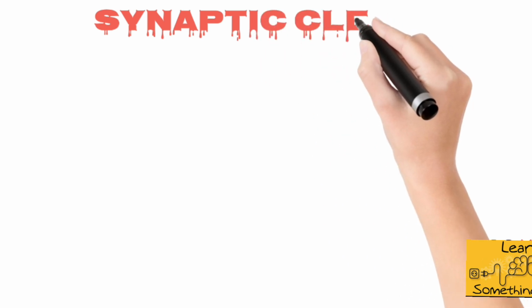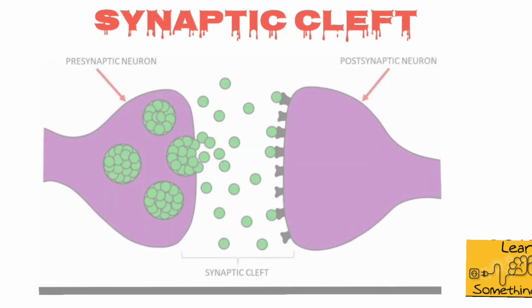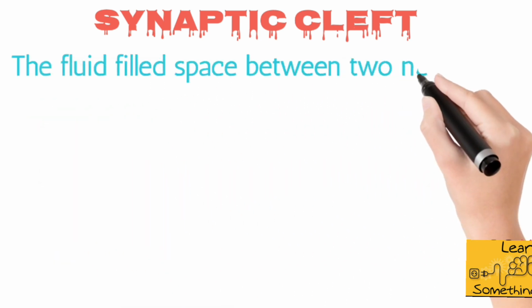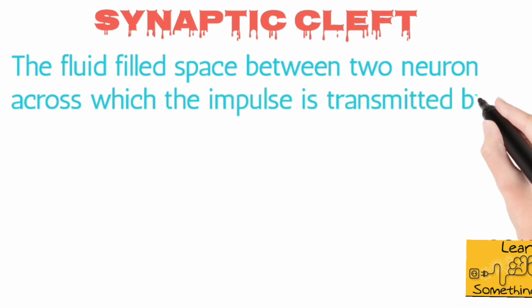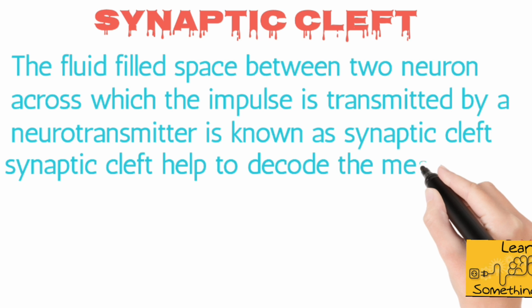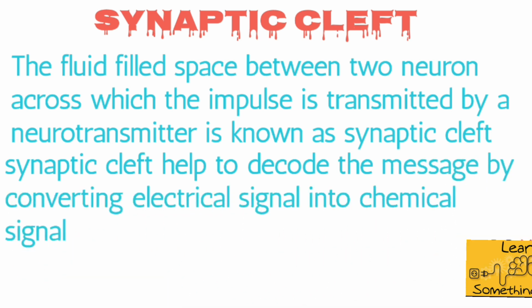So with this slide, we are going to understand the second component of the synapse, that is the synaptic cleft. The synaptic cleft is the fluid-filled space between two neurons in which the neurotransmitter released by the presynaptic neuron is decoded by converting the electrical signal into a chemical signal.